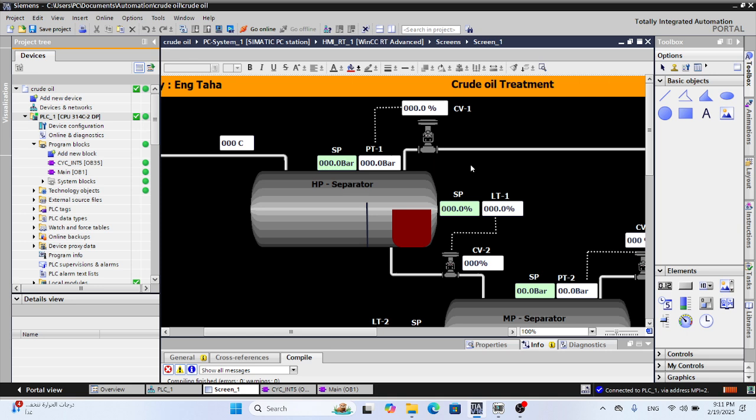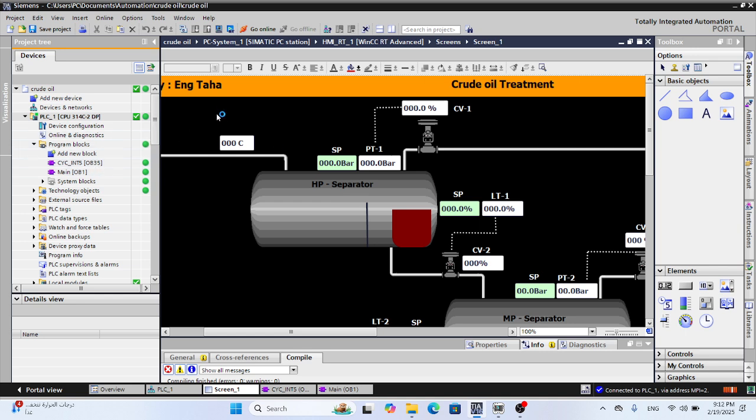We will use a three-stage separator process. This is the CPF overview. To control this process, we will use a PLC and SCADA system to monitor all the processes, the transmitters, and the process variables happening on site. To control all this process, we need a PLC. Today I use TIA Portal version 16 to control this process.